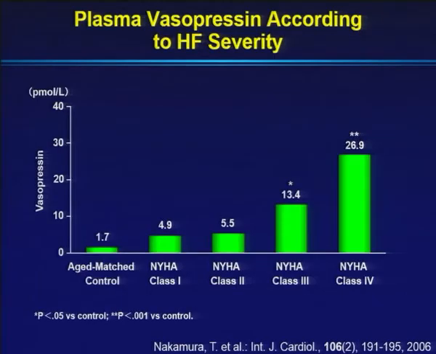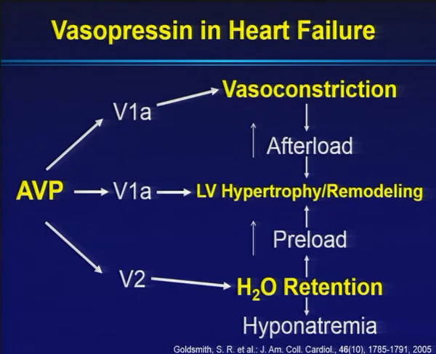As with the other neurohumoral factors in heart failure, this slide shows the plasma vasopressin is increasing with the severity of the heart failure. In New York Heart Association class 4, the plasma vasopressin is increased. Arginine vasopressin, another name is the antidiuretic hormone, stimulates V1A receptors.